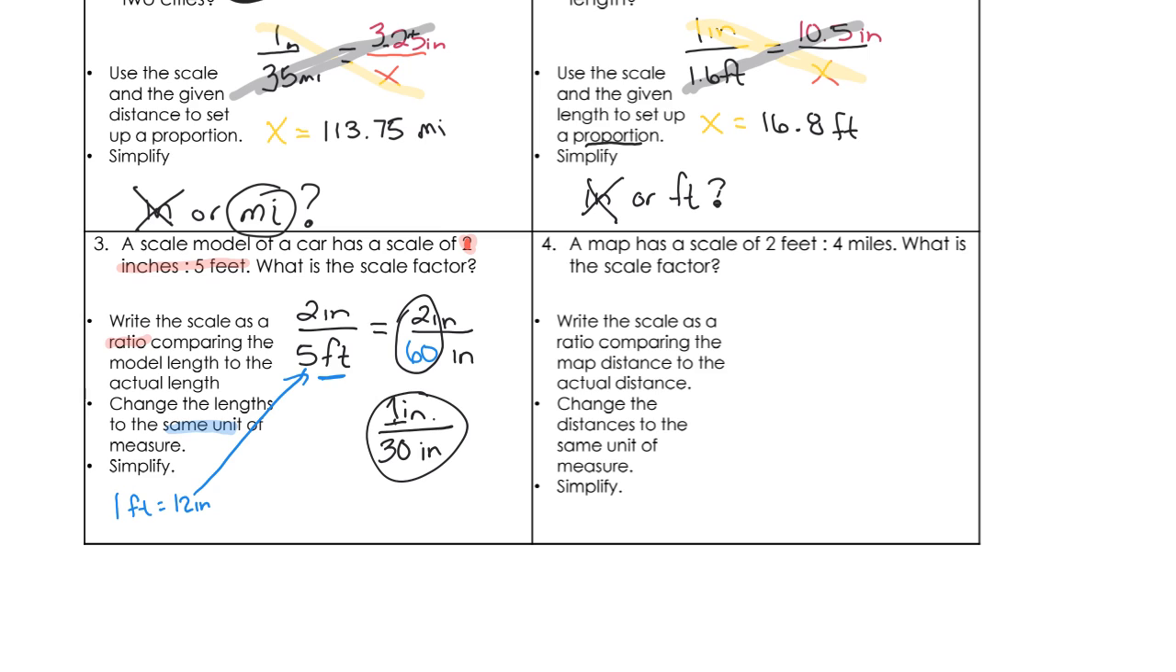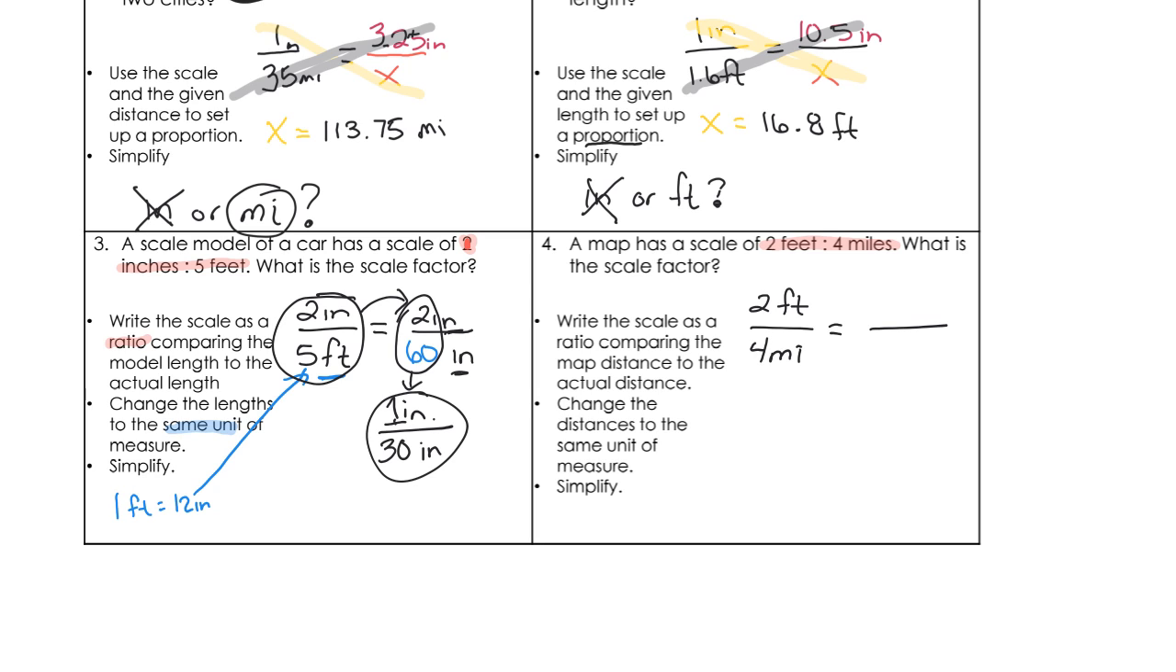Just to repeat, we set it up as a fraction. We converted it to inches for everything. And then we simplified. Okay, so we're going to do the same thing over here. So we have our scale of 2 feet to 4 miles. Okay, so I'm going to set that up as 2 feet over 4 miles.